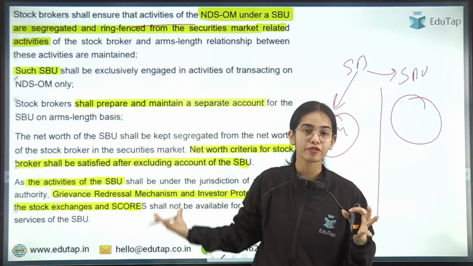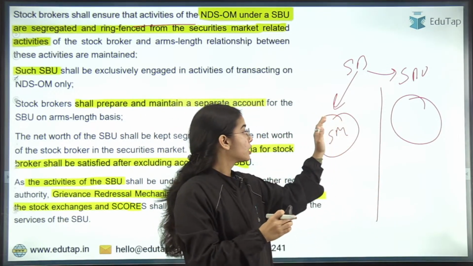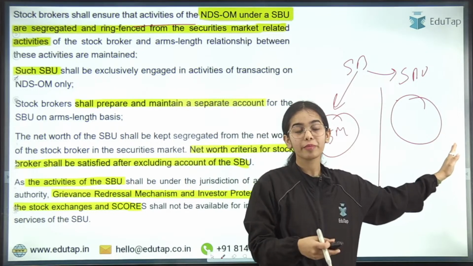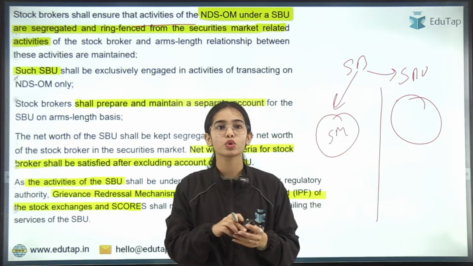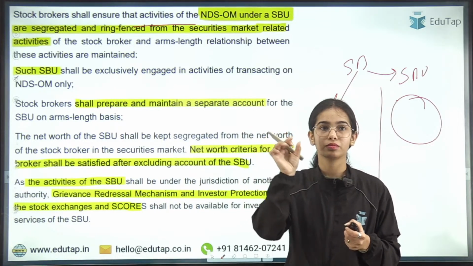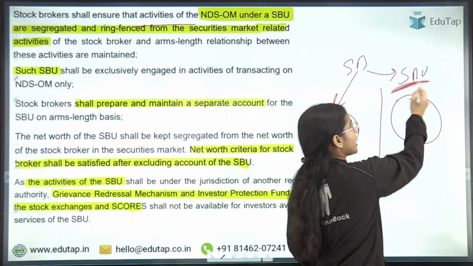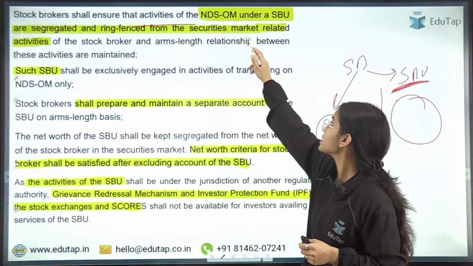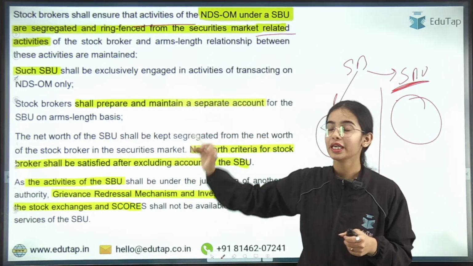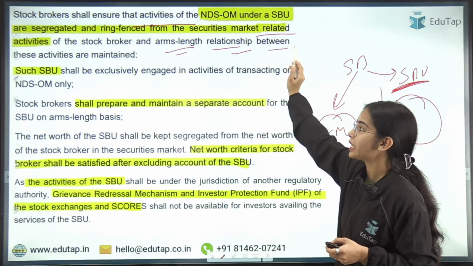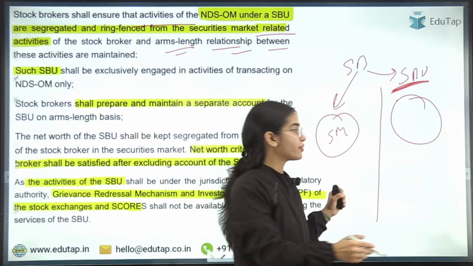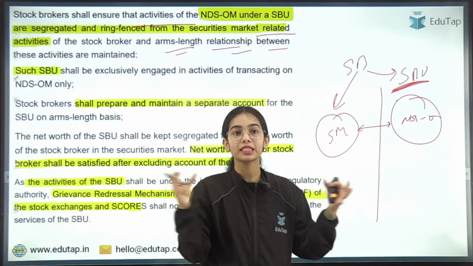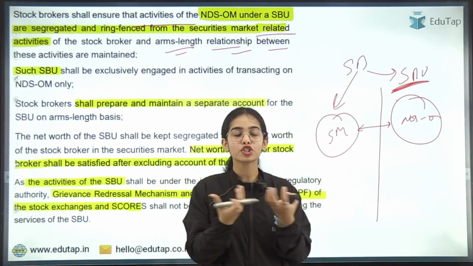This is the snippet from the circular where SEBI has said that the functioning of the securities market and the access of the stockbroker to the NDS-OM should be kept at an arm's length. The stockbroker shall ensure that the activities of the NDS-OM through the separate business unit are segregated and ring-fenced from the securities market related activities of the stockbroker, and an arm's length relationship between these activities is maintained. Securities market activities and NDS-OM activities have to be maintained at an arm's length. They cannot be merged together. The stockbroker cannot merge the accounts together.